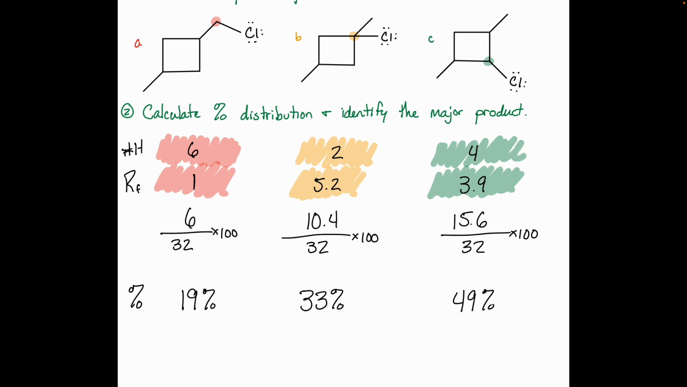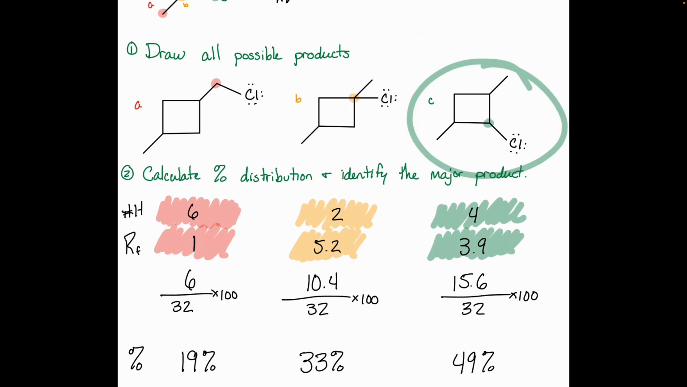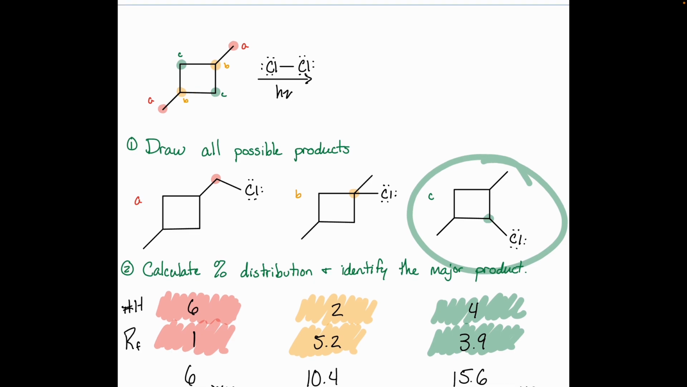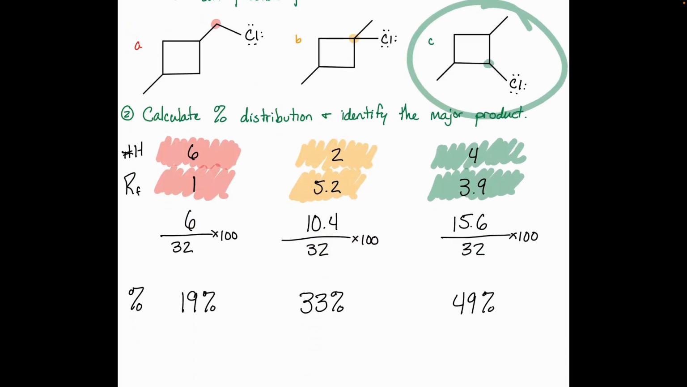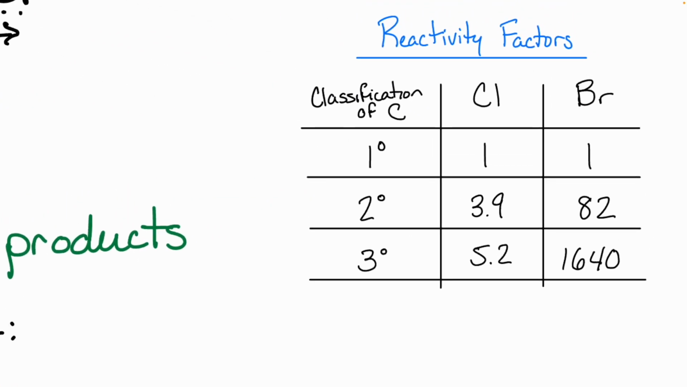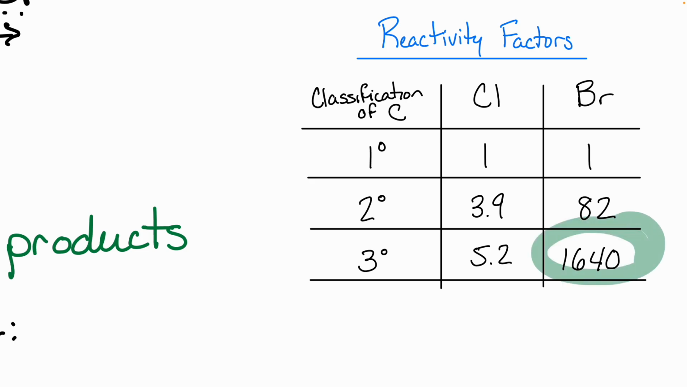So which one is the major product of this reaction? C. So even though C is a secondary carbon, and secondary carbons are less reactive than tertiary carbons, that's not the only part of this calculation. The number of hydrogens factors in there as well, right? So the fact that I have four hydrogens in group C versus just two in group B is what leads me to this being my major product. We can see with bromine, because of our values, bromine is way more selective, right? Because it's got a huge number for the tertiary. But with chlorine, it's not as straightforward because those numbers are much more similar. So again, you always got to do the math to figure out what your major product's going to be.